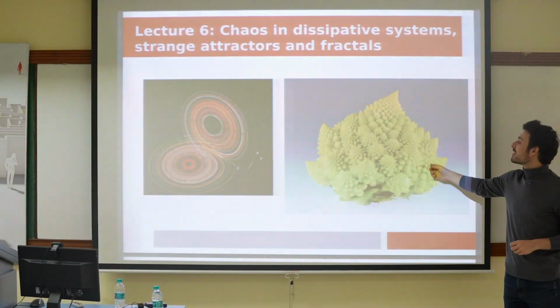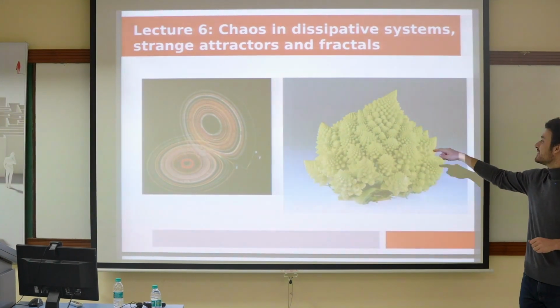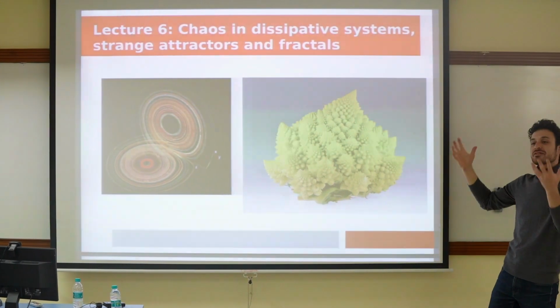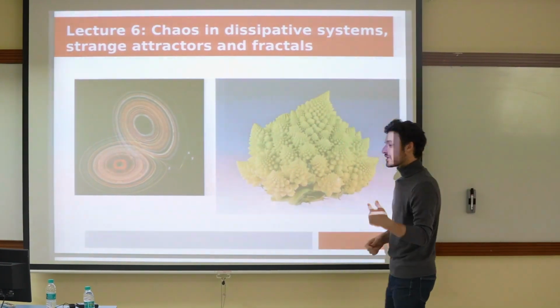So this is a fractal. This is a Romanesco cabbage or broccoli. Fractals are things that have what's known as self-similarity. We'll get back to that later.